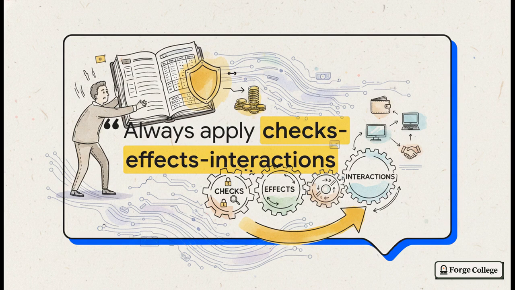Checks, effects, interactions. You check the preconditions, you apply the effects to your internal state, meaning, please update that ledger first, and only then do you interact with external entities. You absolutely must perform your internal state updates before you hand over control.